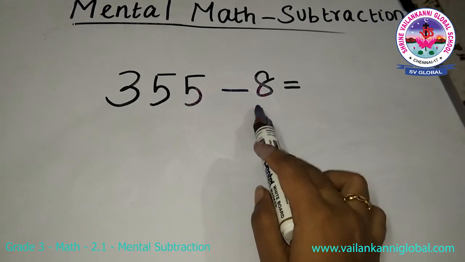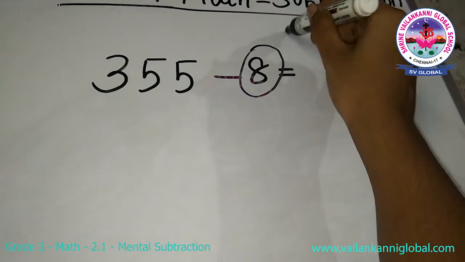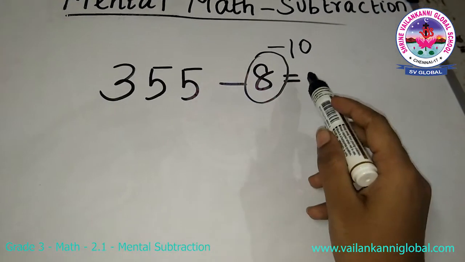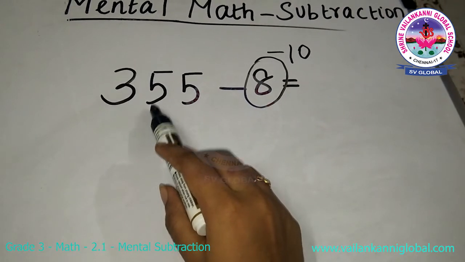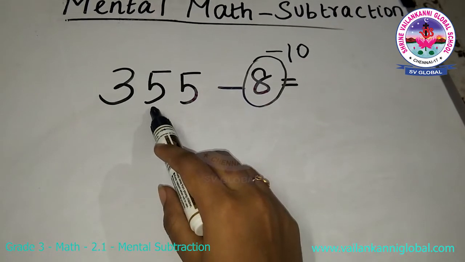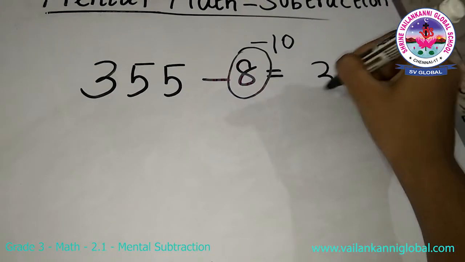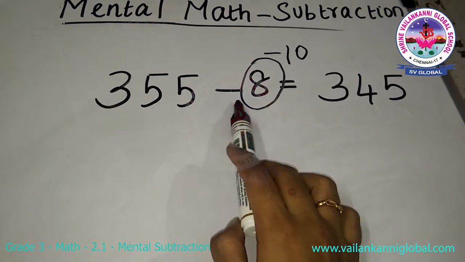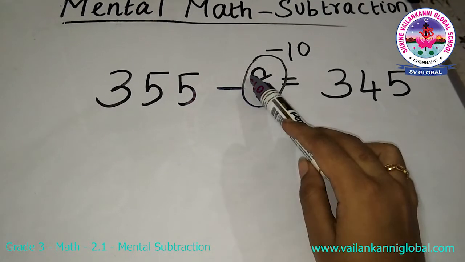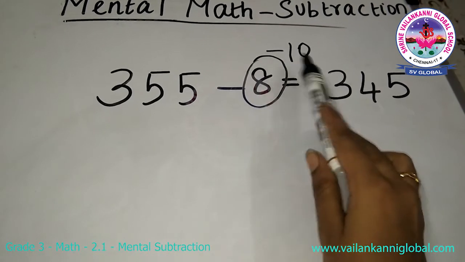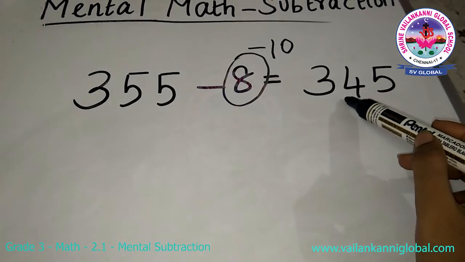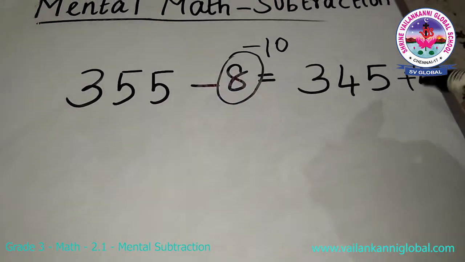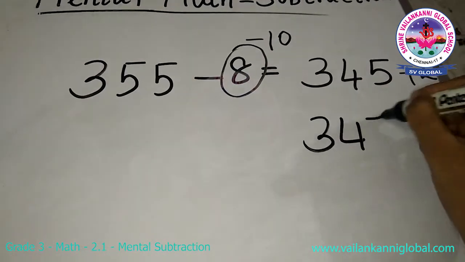Now this sum involves 355 minus 8. So how do you do this? You have to convert this to the nearest 10, so 10. So minus 10. You have to subtract first 10 from it. When you subtract 10, 355, 5 is in the tens place, it becomes 4. So it becomes 345. Just see what we have done. We have subtracted 10 from it, but we have to subtract only 8 from it. So we have subtracted 2 extra from the number and we have got 345. So you have to add that 2 back. So 345 plus 2 becomes 347.